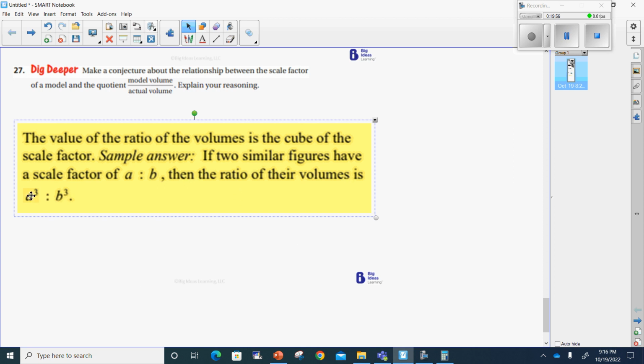And they're talking about the volume of a cube, that is volume, all right, cubing. So that makes total sense. Since they're two similar figures, A to B would then be A to the third power to B to the third power.